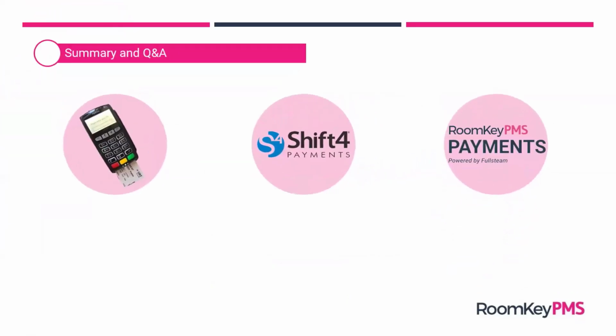So to summarize our presentation for today, we did go through a lot of information, but I just wanted to give a bit of a comparison between the three processing methods that we've looked at today. For a manual processor, this is going to be a standalone machine where it requires you to manually process payments, refunds, and authorizations. You also have to manually reconcile between the processor and Roomkey reporting, and we do not provide portal access because it is separate and not connected to Roomkey.